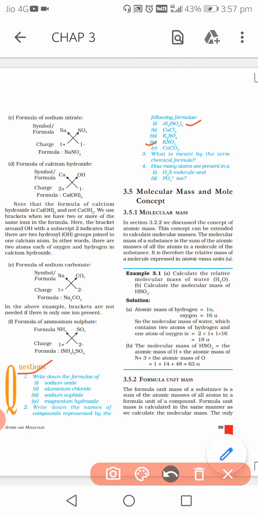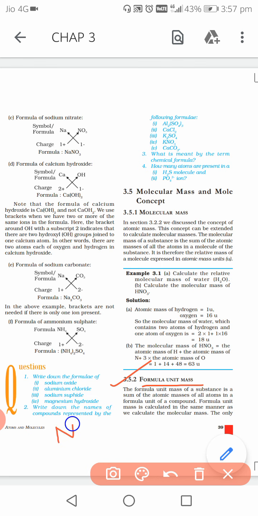Then in last class I told you about the molecular mass. Okay, so here another mass is there, that is formula unit mass. Now this formula unit mass basically is same with the molecular mass. The only difference is that we calculate or we say the name formula unit mass for those compounds which are formed by two ions.